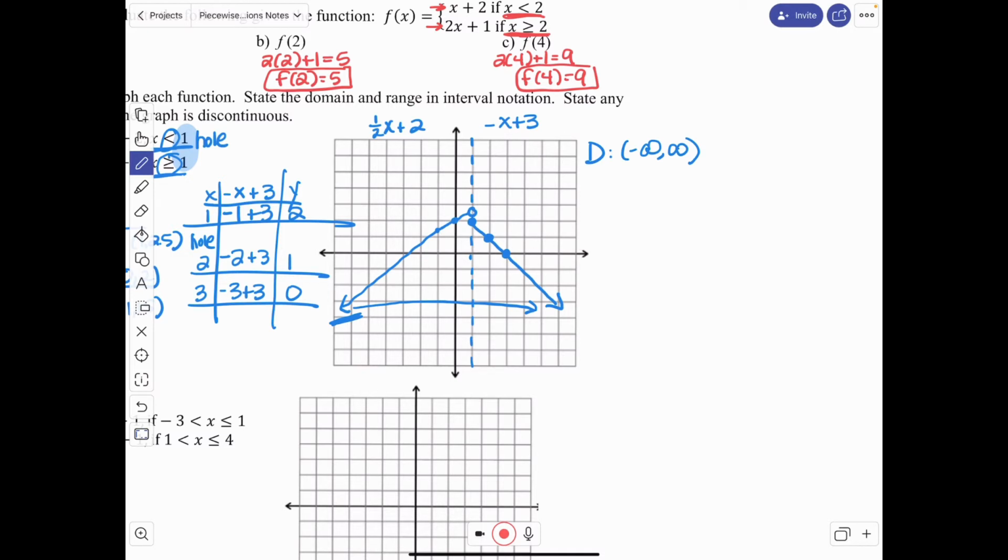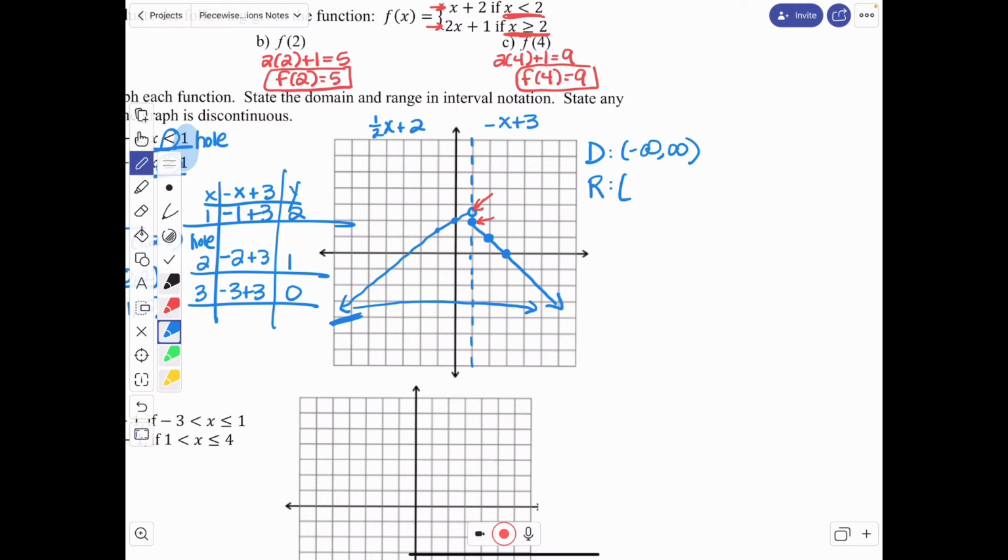Even though I see this little gap right here, I have a point right here, okay? So I can look at this graph and say that my domain, I have a point at every x, okay? So my domain goes from negative infinity to infinity. So for my range, I see how low it goes. So remember, it's the lowest to the highest.